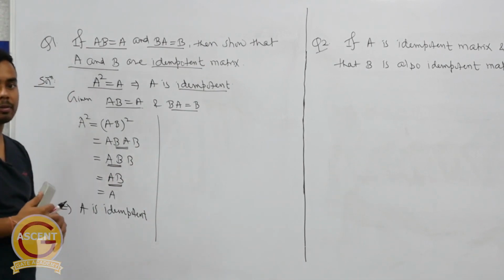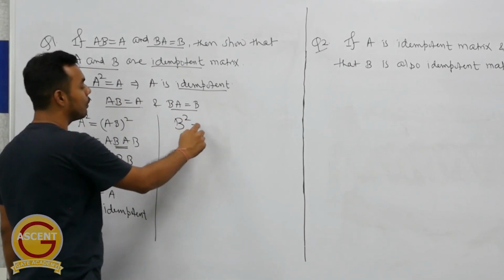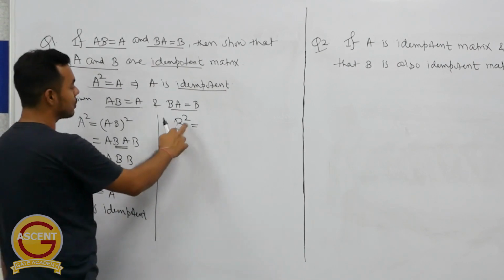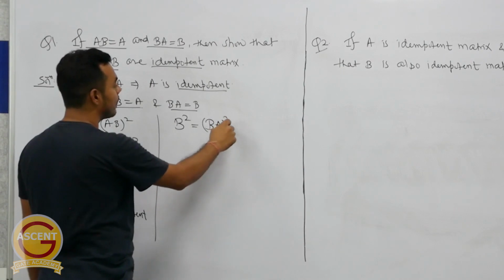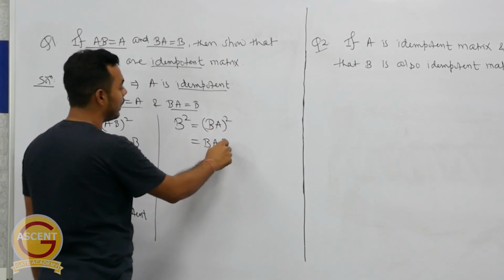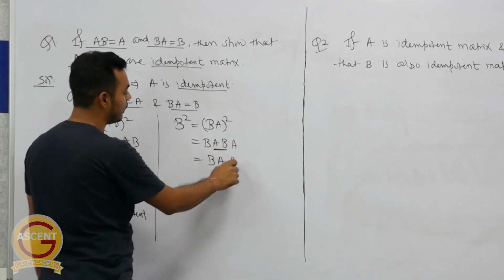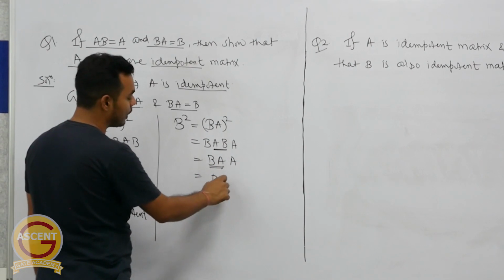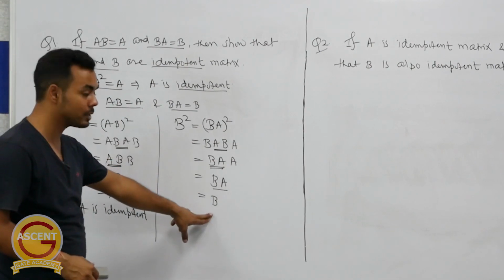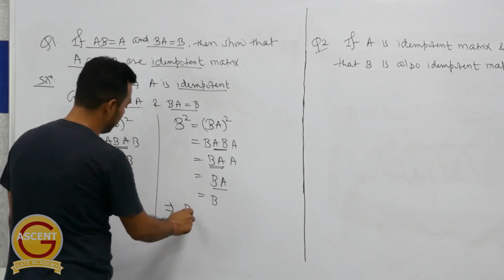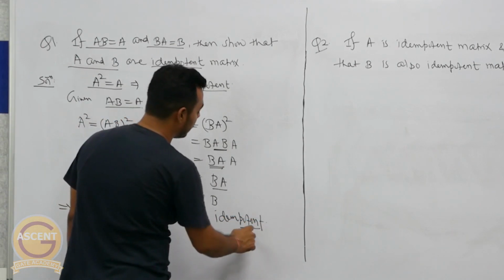The second one is we have to show that B is also an idempotent matrix. So this means we have to show that B square is equal to B. B is nothing but BA, so in place of B square, we can write BA square. Now this will be BA into BA. In place of AB, we can write A, and in place of BA, you can write B. And finally this B into A will become B. So as you can see, B square is equal to B, and this means B is an idempotent matrix. So in this way you can show that both A and B are idempotent matrices.